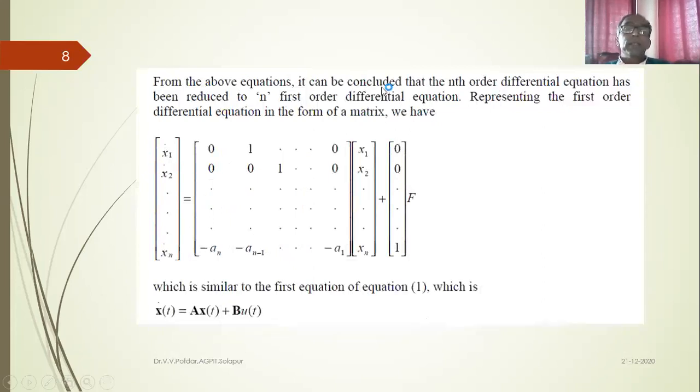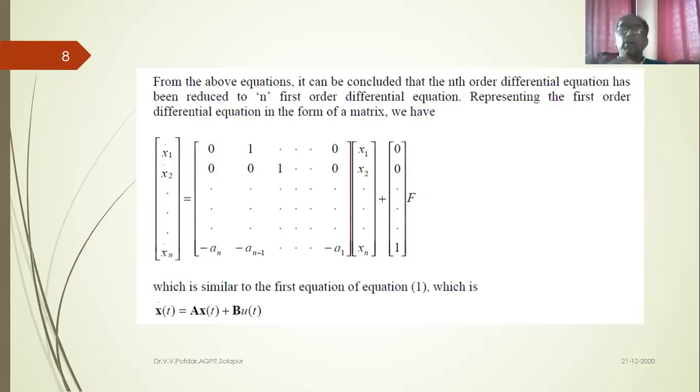From the above equations, it can be concluded that the nth order differential equation has been reduced to n, please be attentive, n first order differential equations. The third order differential equation will be converted into 3 first order differential equations, or a fourth order differential equation is converted into 4 first order differential equations.